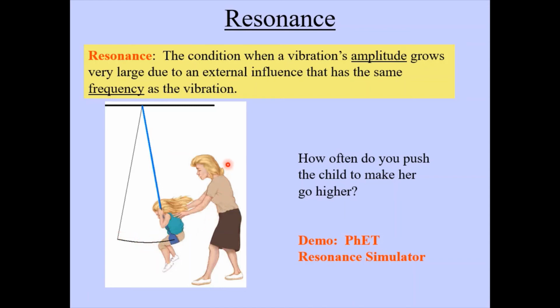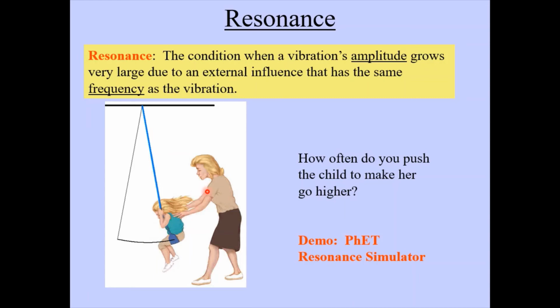So how does the mom here push the child to make it swing faster and higher? Well, she pushes at the exact same frequency as the swing. In other words, every time the swing comes over here, she gives the child a little push back in the other direction. And if she keeps doing this, the child starts to swing higher and higher and higher because there is resonance involved here, right? The mother's frequency is matching the natural frequency of the swing, and this is called resonance.